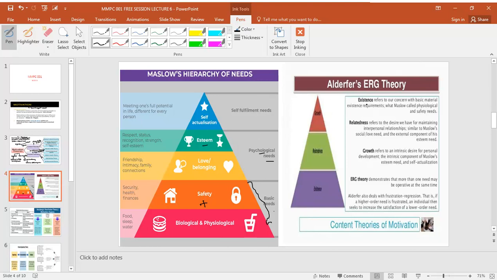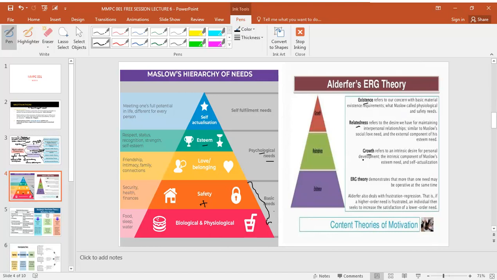So Alderfer's ERG theory is an extension of Maslow's theory. Here, three terms you have to remember: existence, relatedness, and growth. Okay, so what do you mean by existence? Existence refers to the basic needs. So physiological and safety needs together constitute the existence. When we come to relatedness, it means the desire for maintaining interpersonal relationships.